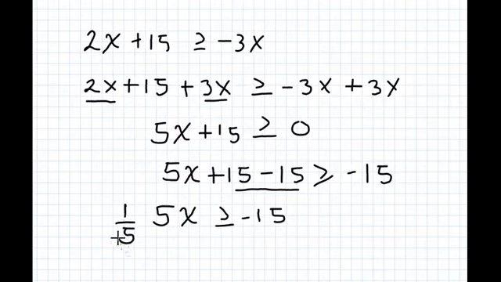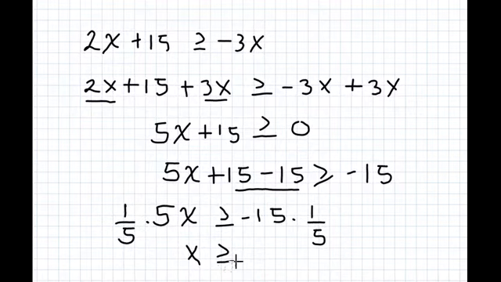Now I'm going to multiply both sides by 1/5. We've got to get a 1 in front of this x here, and we do that by multiplying through by its reciprocal. So then we're going to be left with x is greater than or equal to, and 15 times 1/5 is just going to be a negative 3. You can also see that 5 goes into 15 3 times. So x is greater than or equal to negative 3.